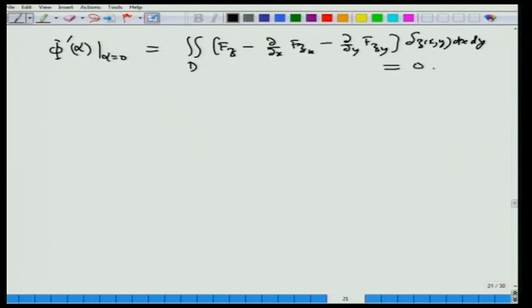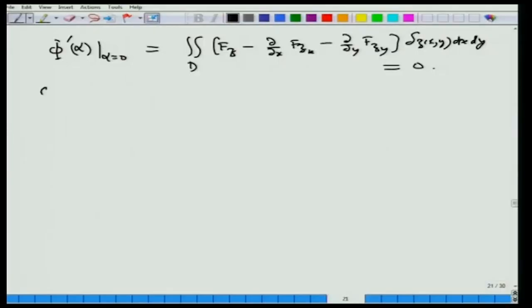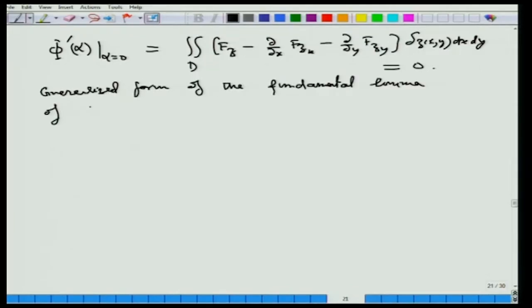As we have in the case of one variable, the fundamental lemma of the calculus of variations, similarly we have here the generalized form of the fundamental lemma of the calculus of variations.